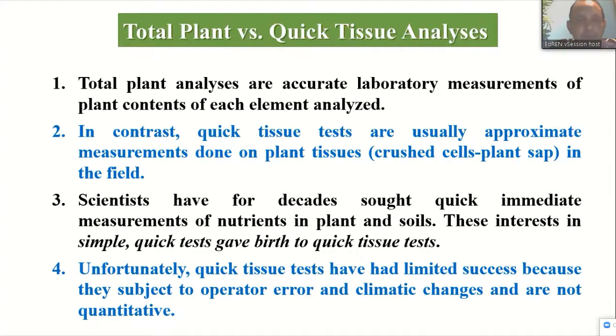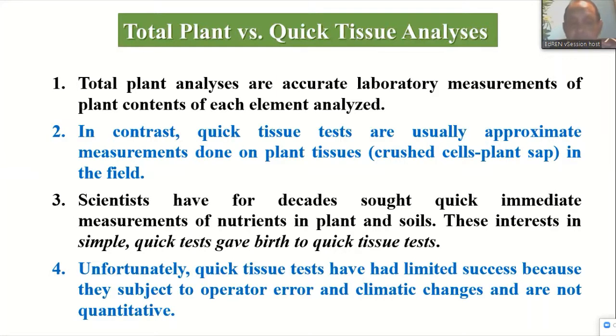Scientists have for decades sought quick, immediate measurements of nutrients in plants and soils. This interest in simple quick tests gave birth to quick tissue tests. Unfortunately, quick tissue tests have had limited success because they're subject to operator errors and climatic change and are not quantitative. As I told you earlier, quick tissue tests have some errors.